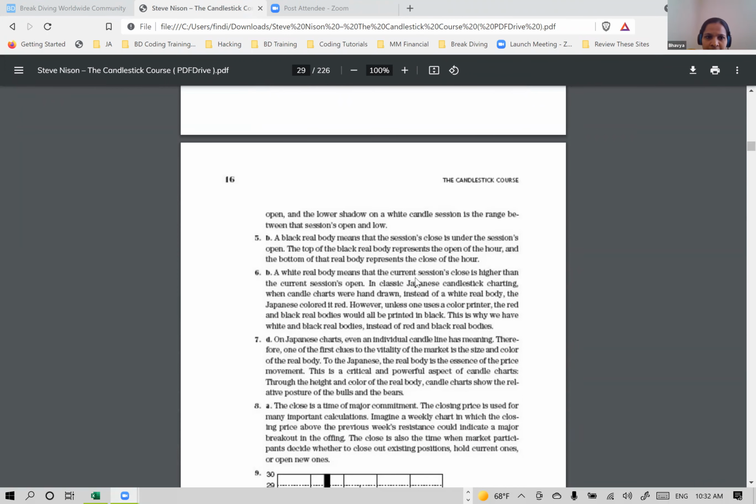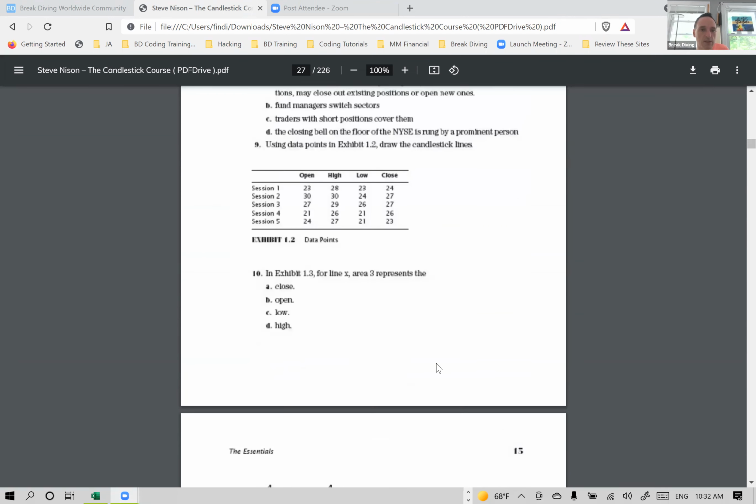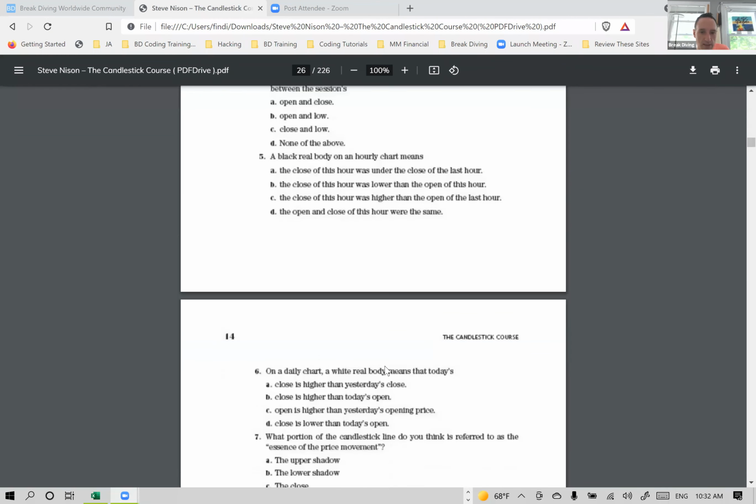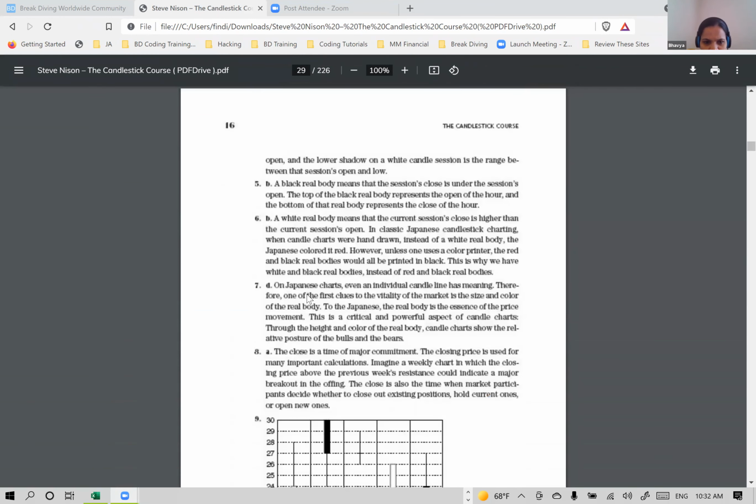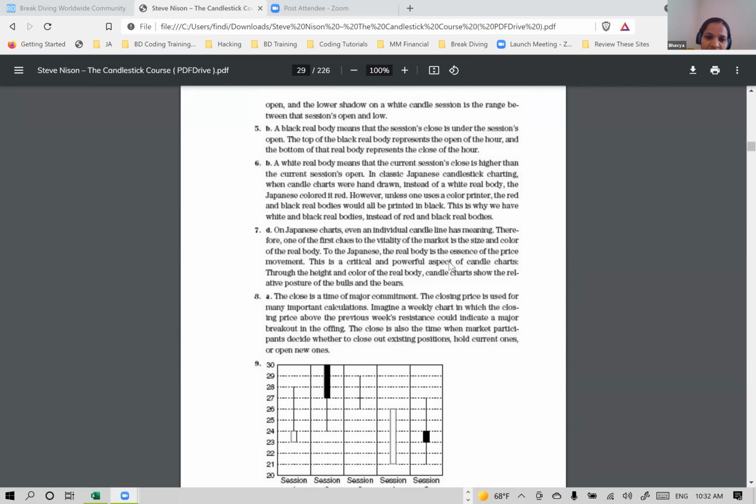6. A white real body means the current session's close is higher than the current session's open. Which one was 6? On a daily chart, yeah, that was easy. Okay, 6. 7. On Japanese charts, even an individual candle line has meaning. Therefore, one of the first clues is the size and color of the real body. The Japanese, the real body is the essence of the price movement. We got that. Good. 8th one, we had a confusion.